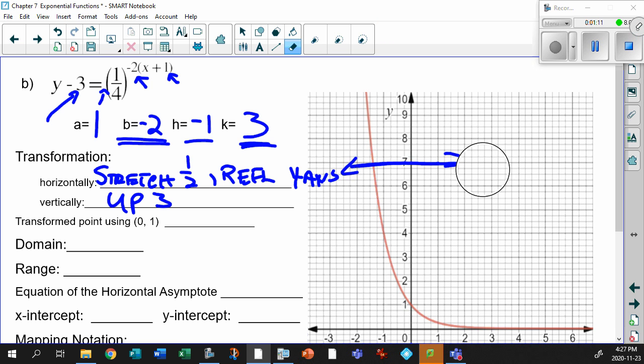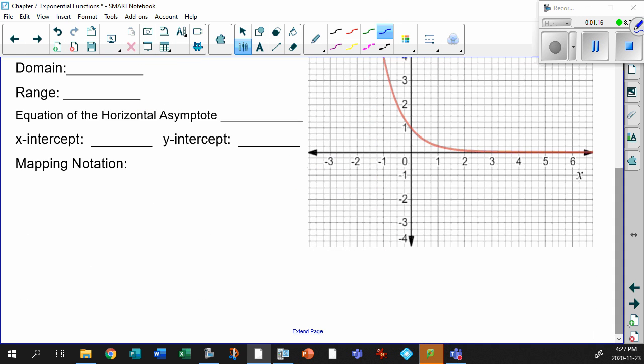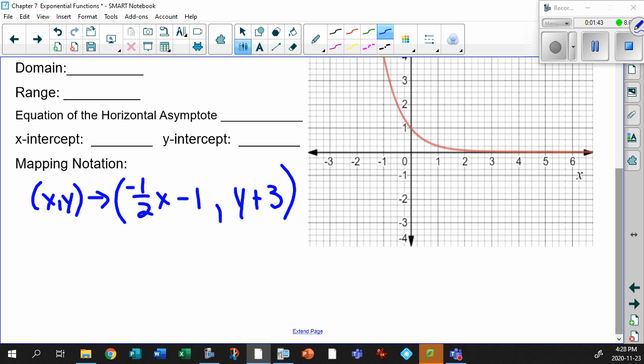Mapping notation. Here it is. Okay. Right down to the bottom of the question. Mapping notation. So you're going to take any point x, y. Now think about this. This is going to transform. Remember, you did a horizontal by 1/2 and reflected it. That's all your x values. You're going to go to the right horizontally by -1. Okay, so, you're going left, I should say, by -1. So you're decreasing. And vertically, all you're doing is going up by 3.